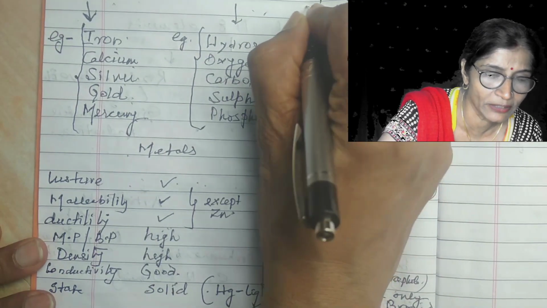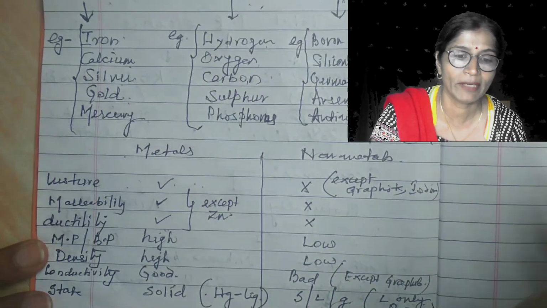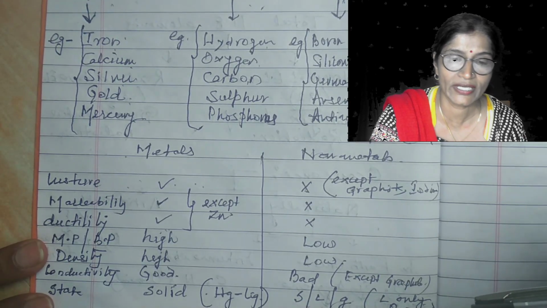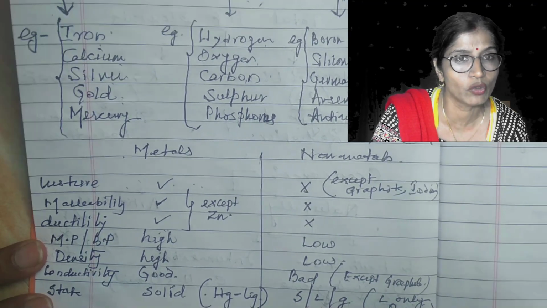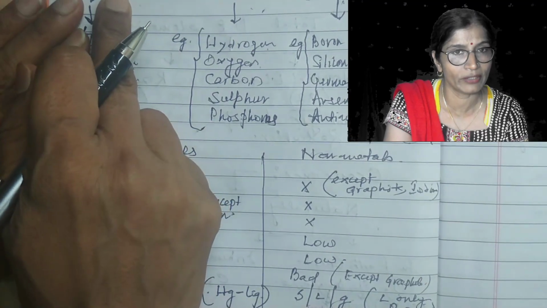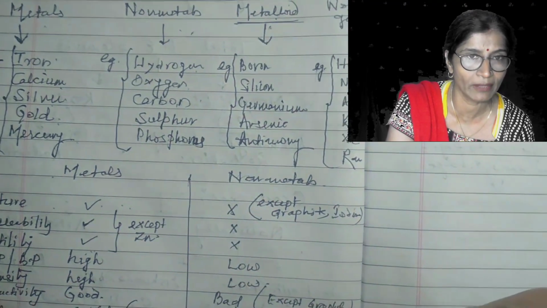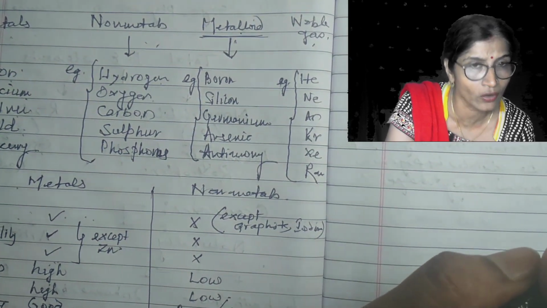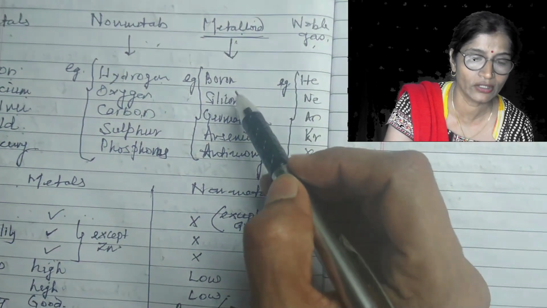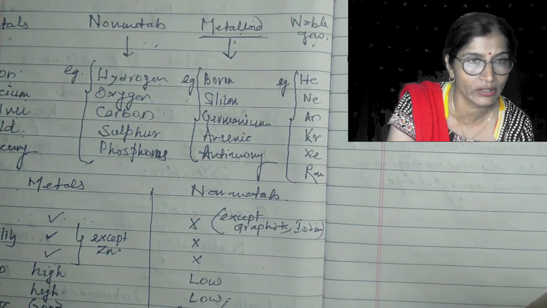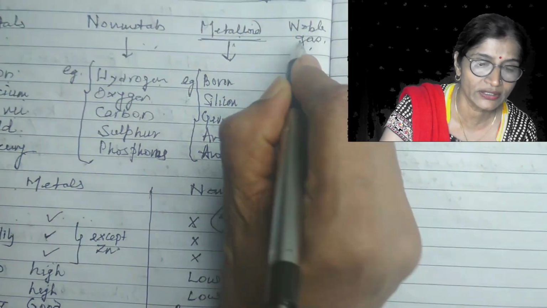Now next one is metalloid. What are the metalloids? Metalloids means elements which exhibit the properties of both the metals as well as non-metals. Sometimes they behave like metals and sometimes they behave like non-metals. So they are metalloids, like boron, silicon, germanium. All these are metalloids.